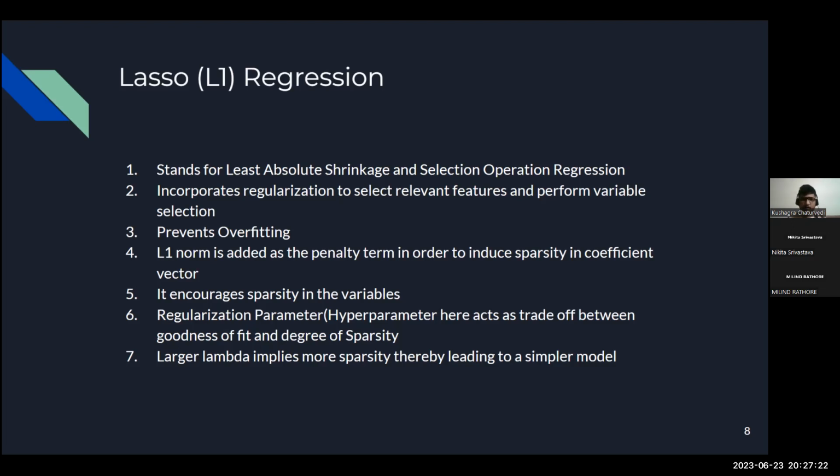But here we add an extra penalty. That penalty is also known as the L1 norm or Manhattan norm. Those are the famous terminologies for that. So this L1 norm that is added here as a penalty is used to incorporate the regularization effect in the model.